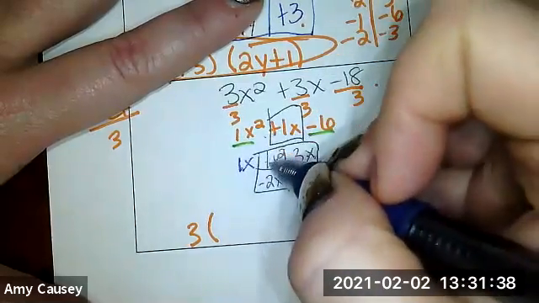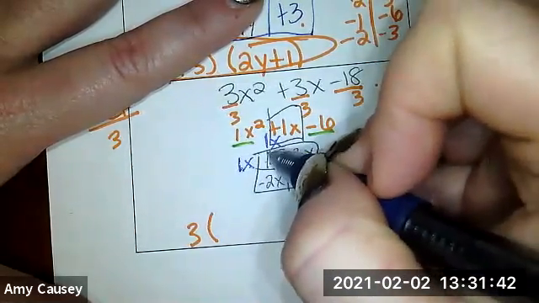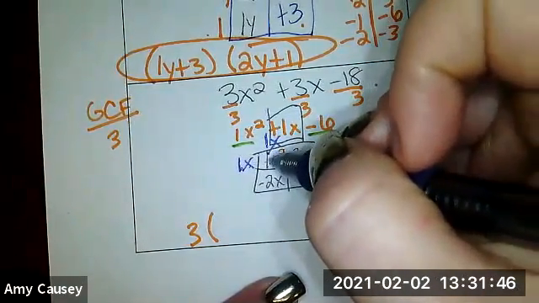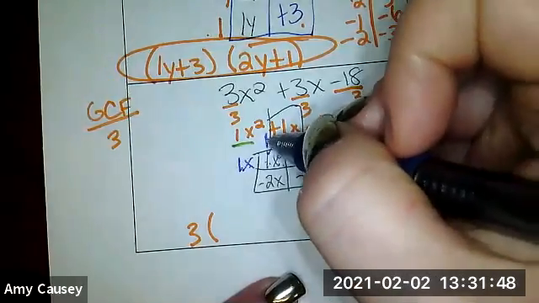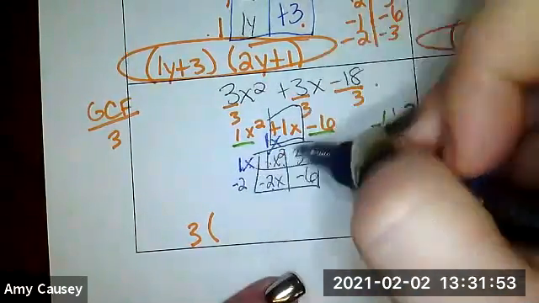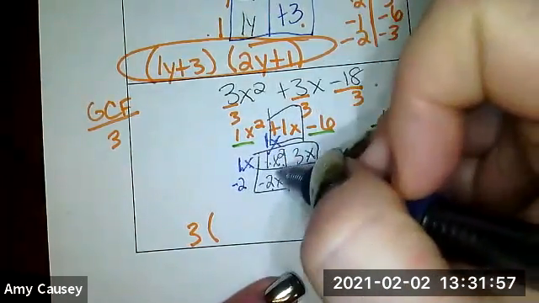So 1 times what is 1? 1. X times what is x squared? X. Now look at your column. What do you multiply 1 by to get negative 2? Negative 2. And then you have an x here, so you don't need an x there because there's only 1 right here.